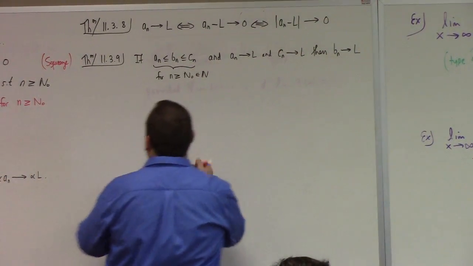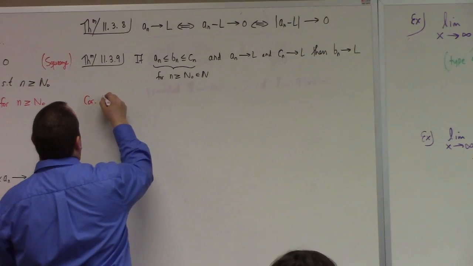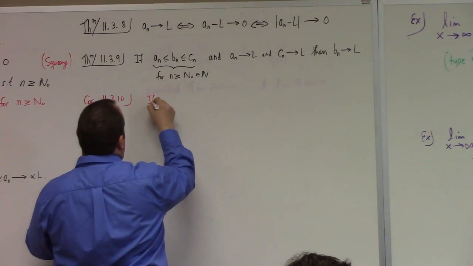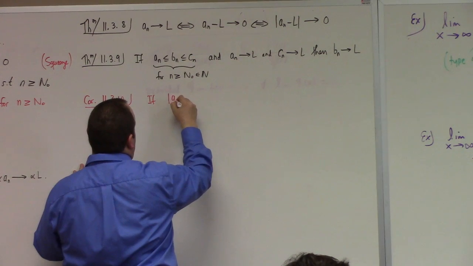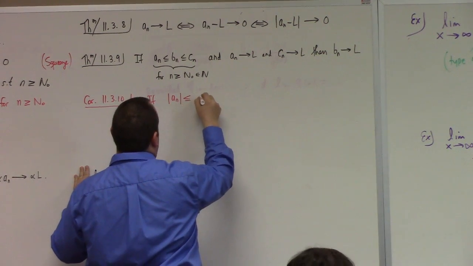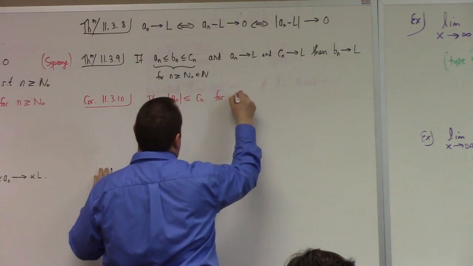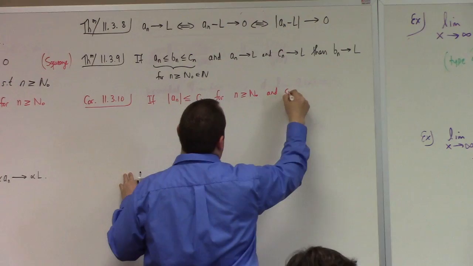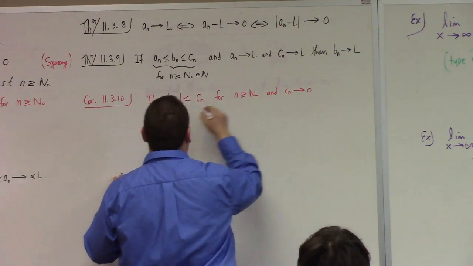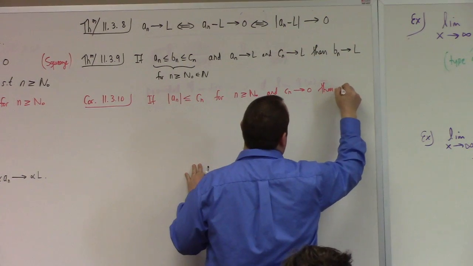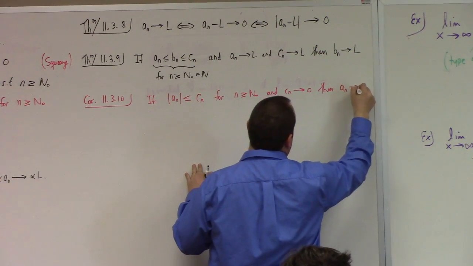There is a corollary to this, which states the following. If the absolute value of a sub n is less than or equal to c sub n for n greater than or equal to n naught, and if c sub n goes to 0, then a sub n goes to 0.